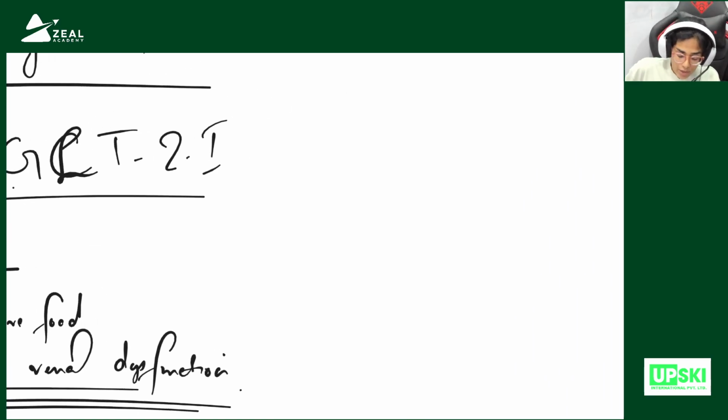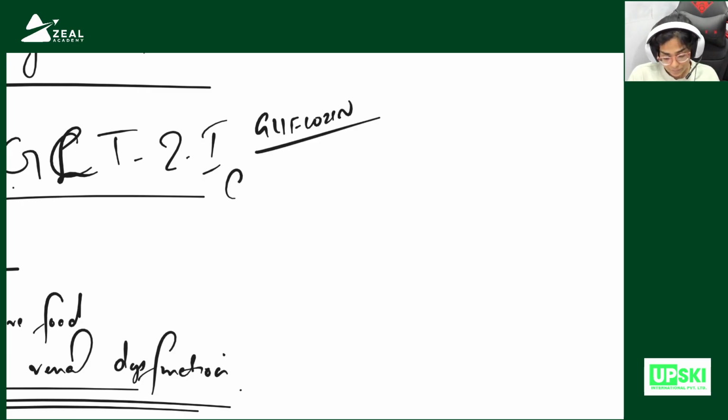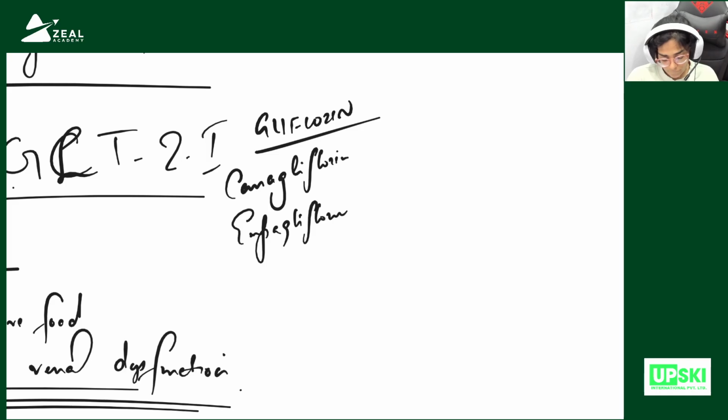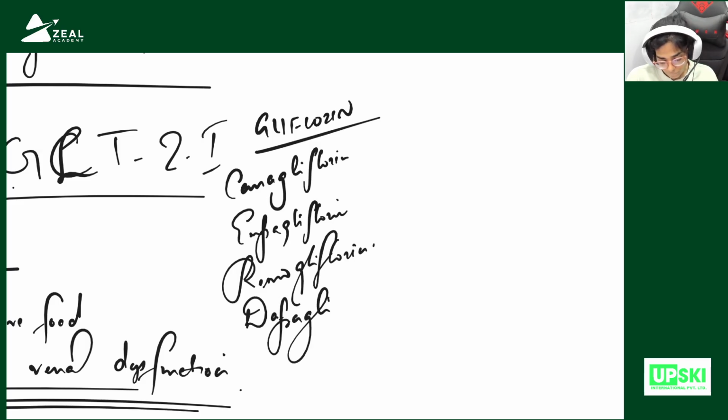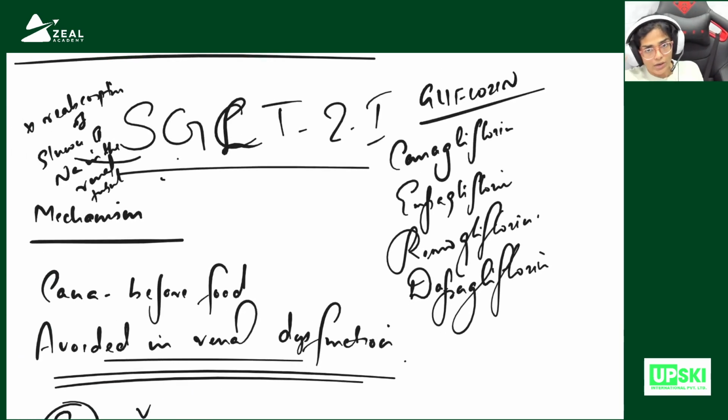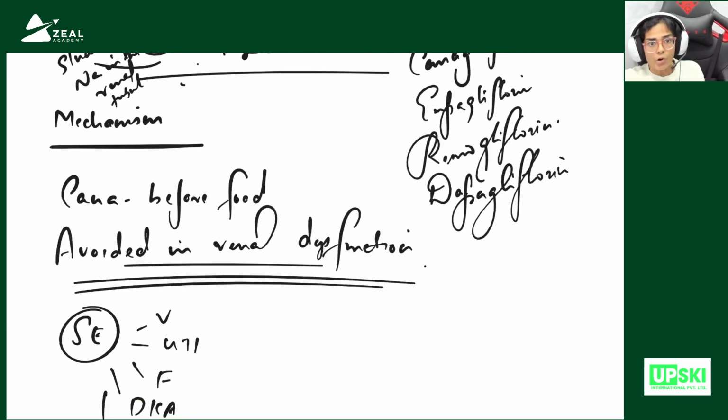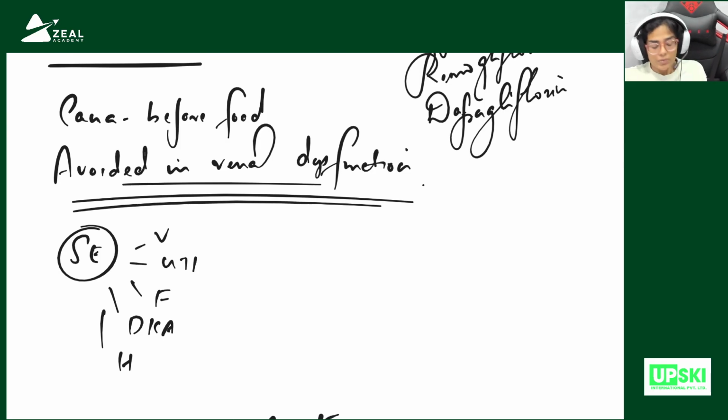SGLT2 inhibitors can also be called gliflozins. Canagliflozin, empagliflozin, bremogliflozin, dapagliflozin, and so on. There are too many drugs. And they have to be given OD. These drugs have to be given once daily. Avoided in renal dysfunction. But the side effects are very, very important.